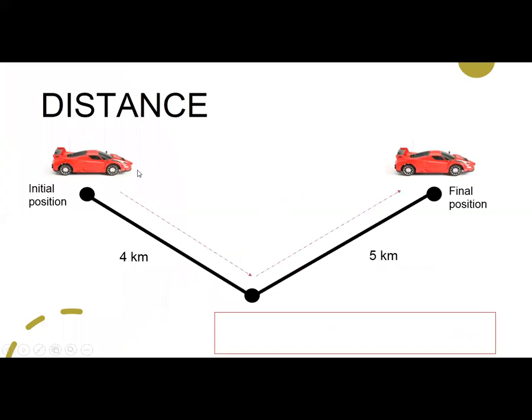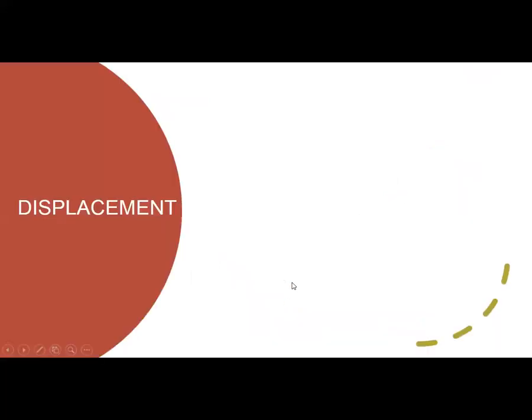Another example, this red car, nag-travel siya from the initial point, pumunta siya dito sa second point, and pumunta siya dito sa final position. So, ang distance lang dyan ay yung kung gaano kalayo yung tinravel ng red car, ng object. So, in this case, the total distance is 4 kilometers plus 5 kilometers is equals to 9 kilometers.